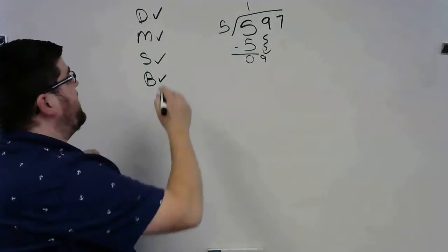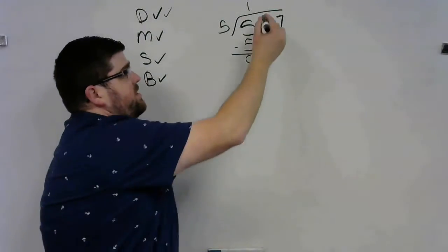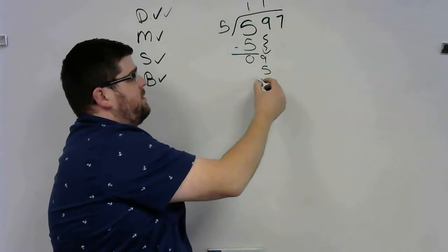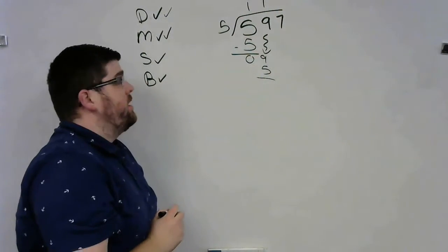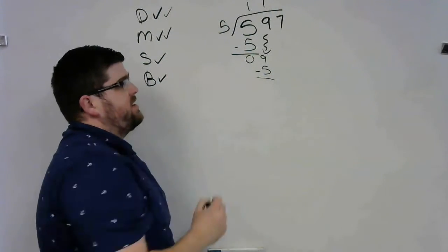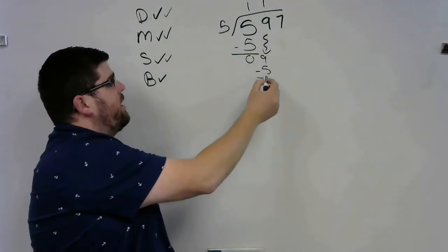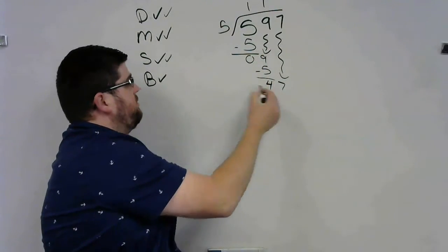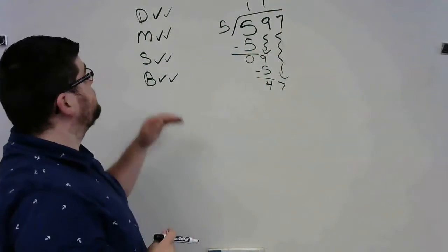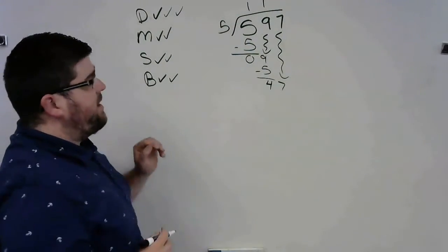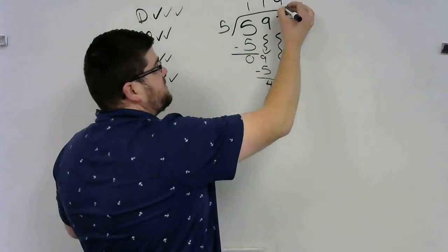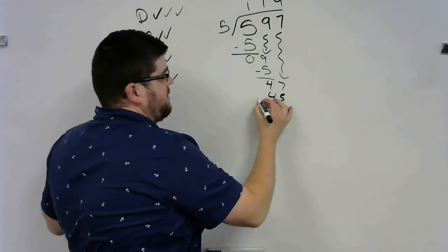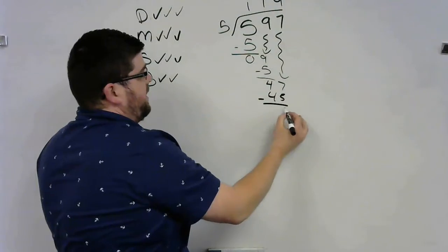5 goes into 9. I'm back up to my divide step. 1 time. 1 times 5 equals 5. That's my multiply step. Now my subtract is I subtract 9 minus 5, and that equals 4. Now I need to bring down the 7, and I go back to the top. Divide. 5 goes into 47 9 times. 9 times 5 equals 45. I subtract, and I get a 2.